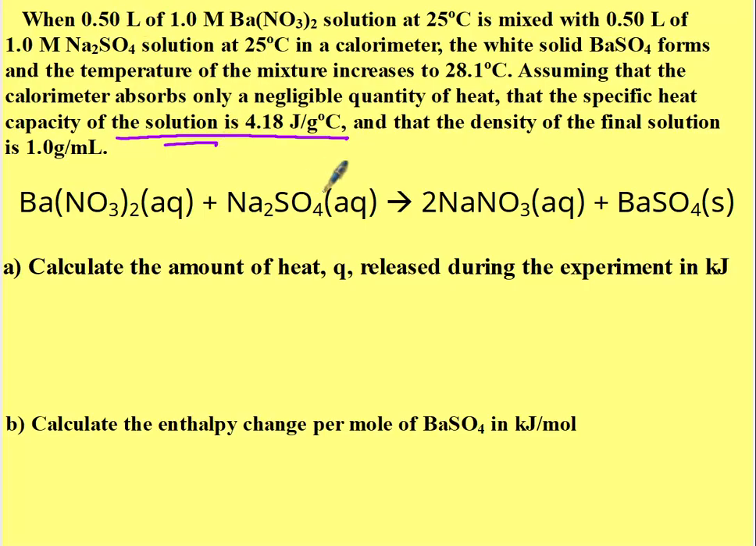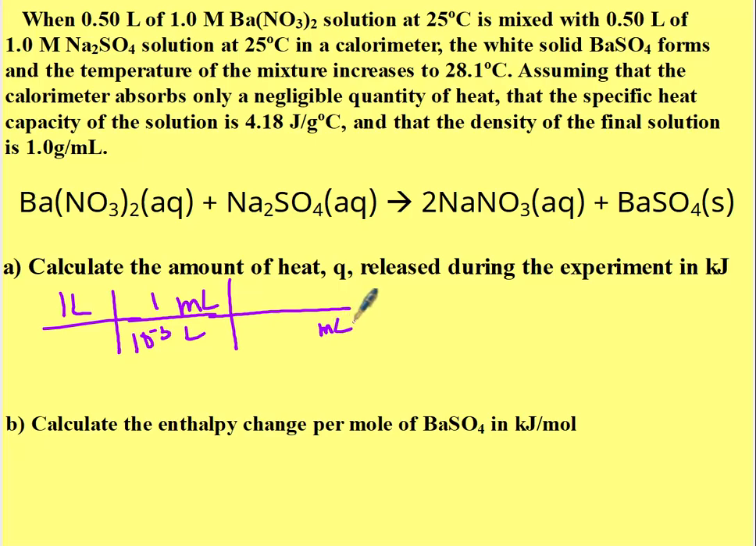So I have 1 liter of solution. Notice they also gave me the density of the final solution. So I've got 1 liter and then 1 gram is 1 milliliter. So basically I have 1,000 milliliters, so I've got 1,000 grams of solution.